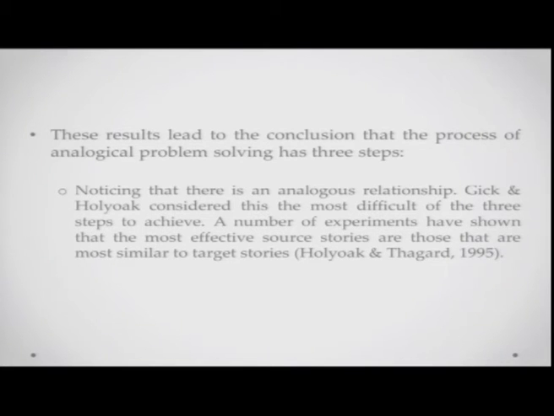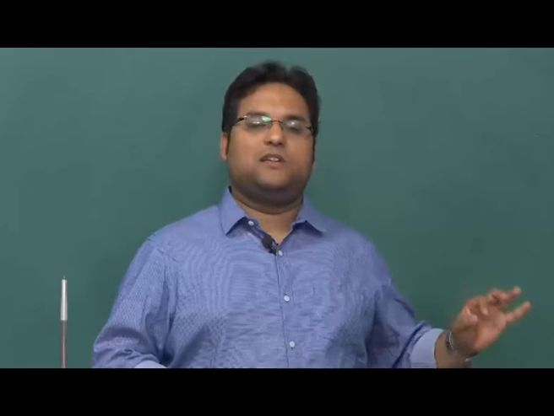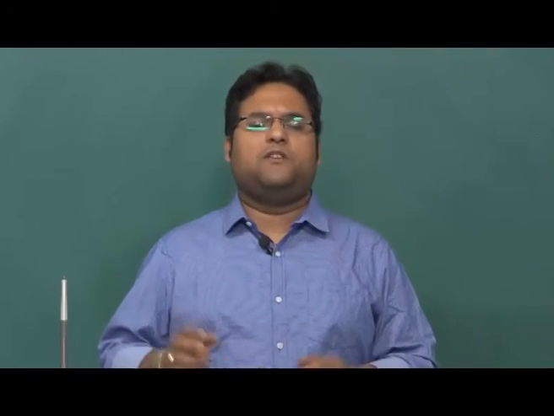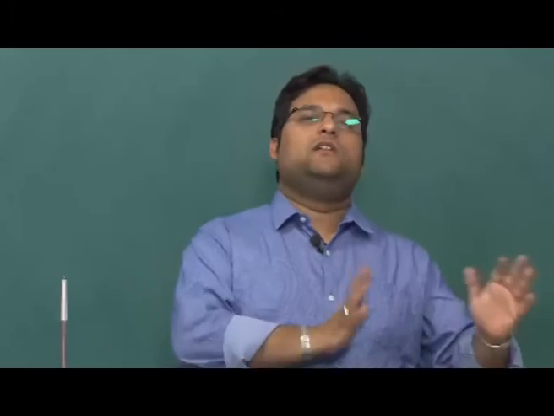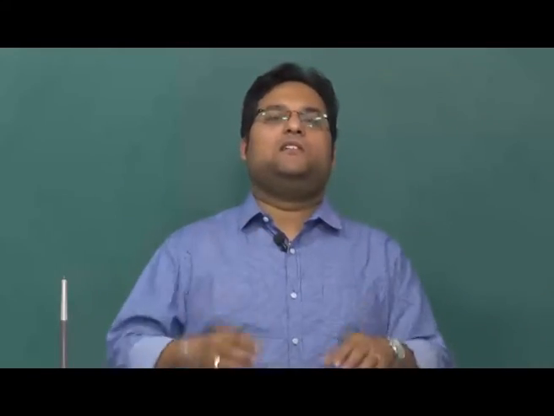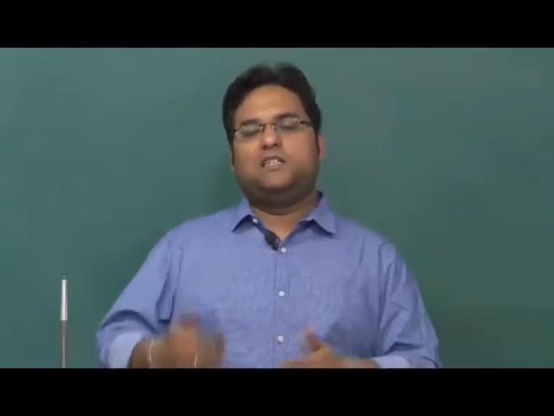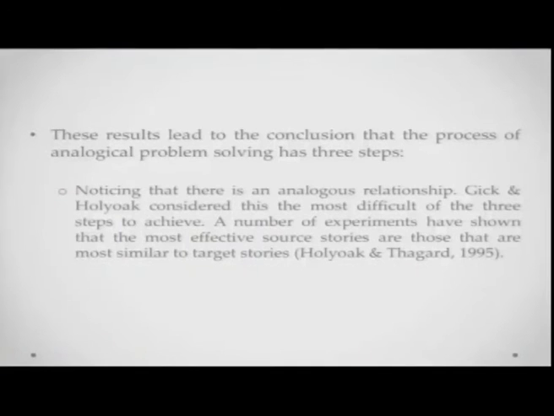Gick and Holyoak considered this the most difficult of all the 3 steps to achieve, and a number of experiments have shown that the most effective source stories are those that share most of their features with the target stories, because making this connection, getting this notice, is then much easier. So, the first task is that you notice that there is an analogous relationship between what you already know and what the new problem at hand is.